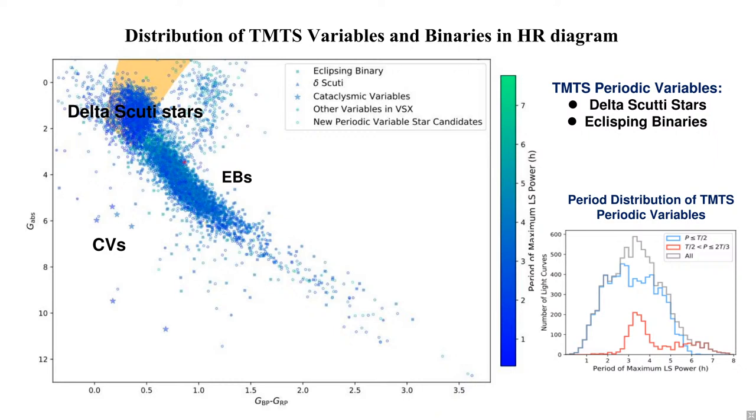And this diagram shows the distribution of TMTS variables and binaries discovered over the past 2 years. More than 10,000 stars with very good, continuous light curves. You can see most of them are delta Scuti stars and eclipsing binaries, and a few of them are CVs. And this shows the distribution of the period of the stars. You can see most of them have a period around 2 to 5 hours. That is related to the strategy of our survey.